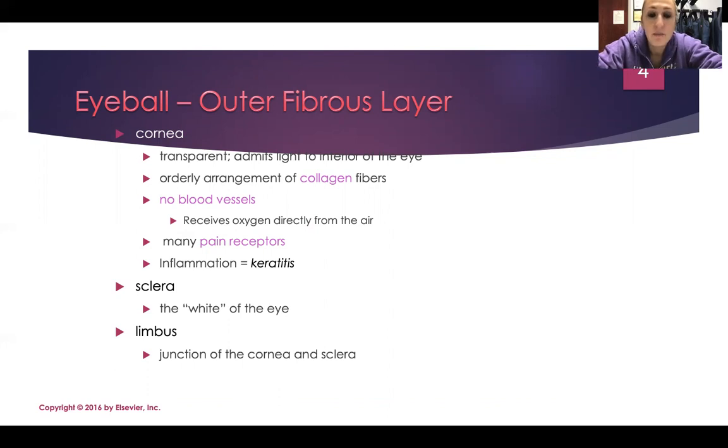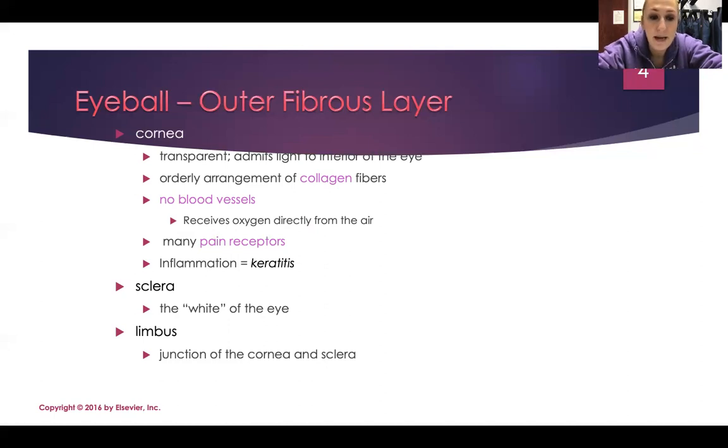Inflammation, the term for that is keratitis. That's inflammation of the cornea. There's a lot of definitions in this one, so make sure you're jotting those down. The sclera is the white of the eye. See the white of my eyeball? So the outer layer around the eyeball that is white is called the sclera. It is also made up of fibrous tissue that helps give structure to the eye itself and keep it strong and in that circular shape.